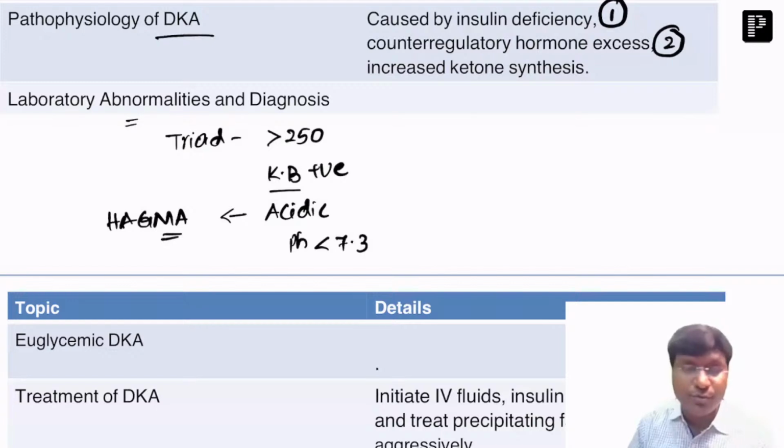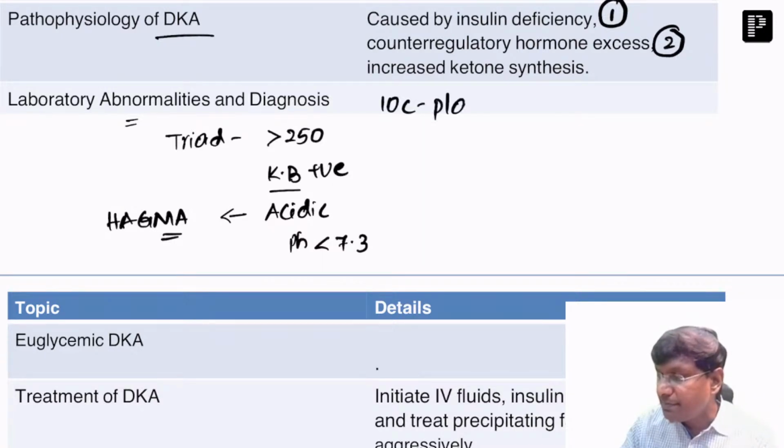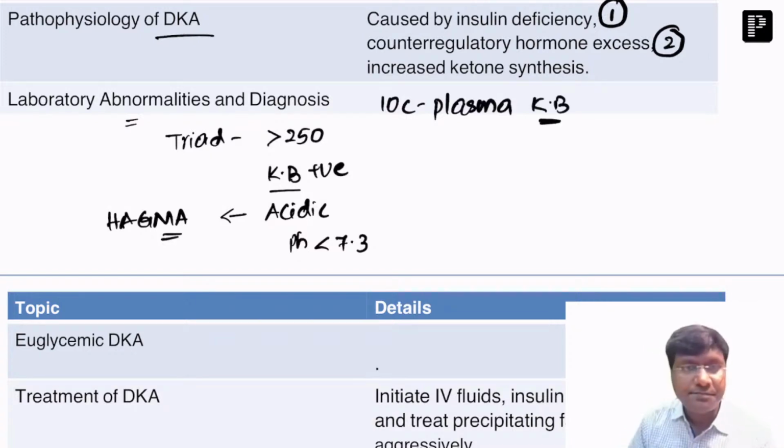Now, if you take the ketone bodies, you have acetone, acetoacetate, and beta hydroxybutyrate. And beta hydroxybutyrate does not appear in the urine because it is highly acidic in pH, right? That is the reason why beta hydroxybutyrate does not appear in the urine. So that is the reason why the investigation of choice will be plasma ketone bodies, but not the urine ketone bodies. So this is about the laboratory abnormalities.